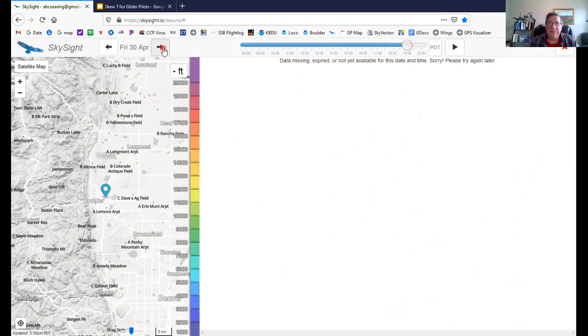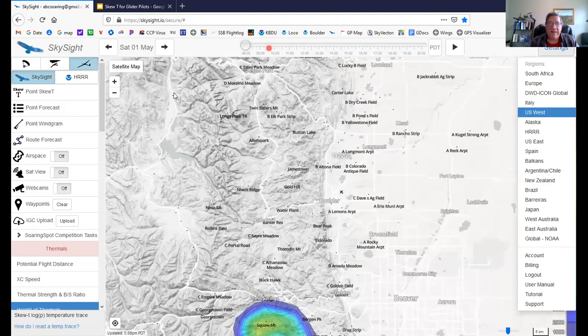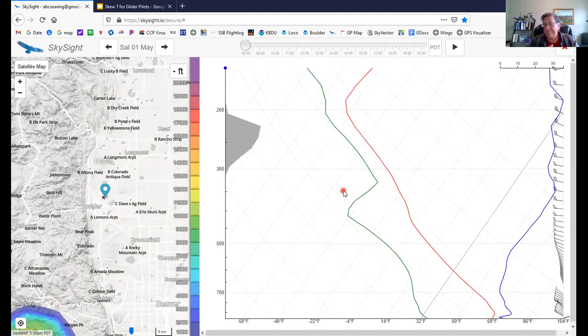So let's go on to the next day, which was a much better day, Saturday. So we'll go to Saturday. We'll do a point forecast here. And we can see there's already clouds starting to form.